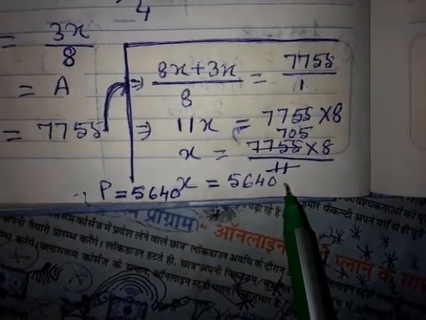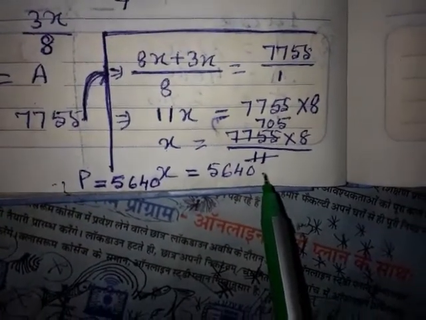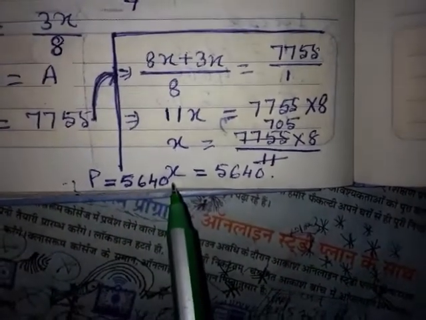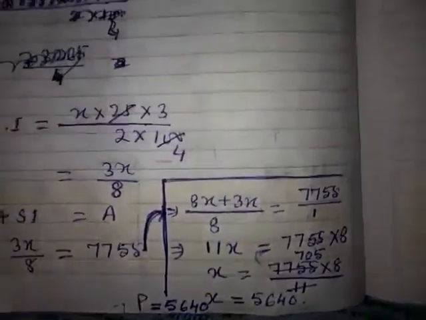What is X? In the second case, X is the principal, and the question said to find out the principal. So what is the principal here? 5640. Okay. Now the third question.